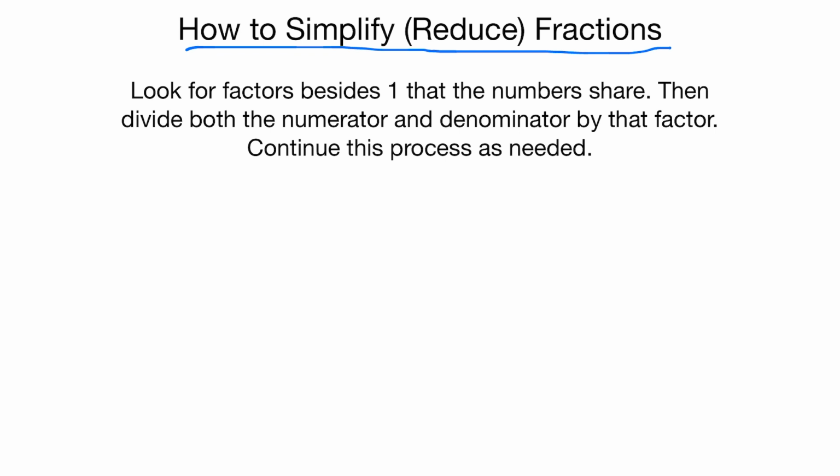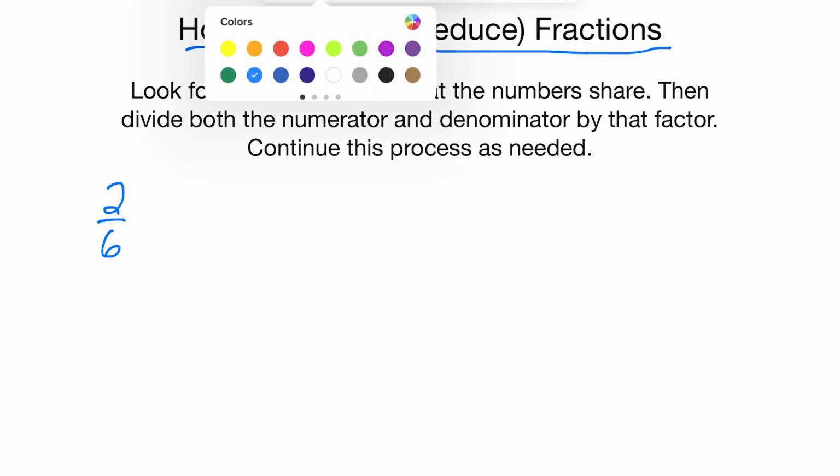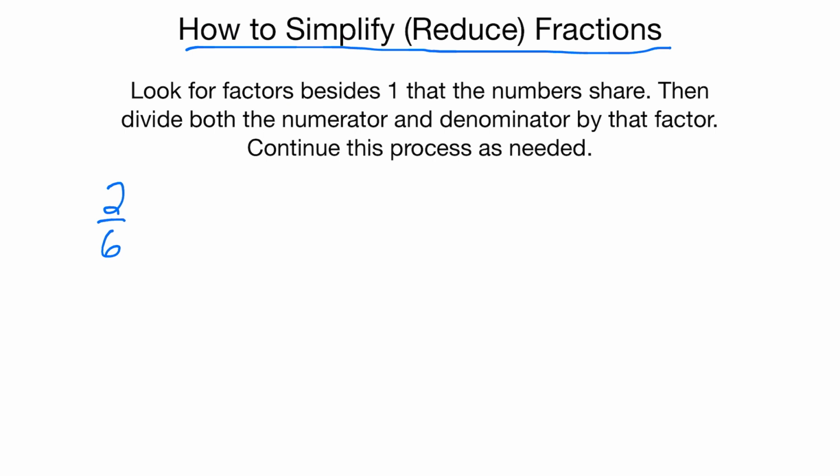So first, let's take 2/6. These are both even numbers. So what we can do is divide the numerator and the denominator by 2. So divide this by 2. Divide this one by 2. Whatever you do to the numerator of the fraction, you have to do the same thing to the denominator. 2 divided by 2 is 1. 6 divided by 2 is 3. So 2/6 simplifies to 1/3.